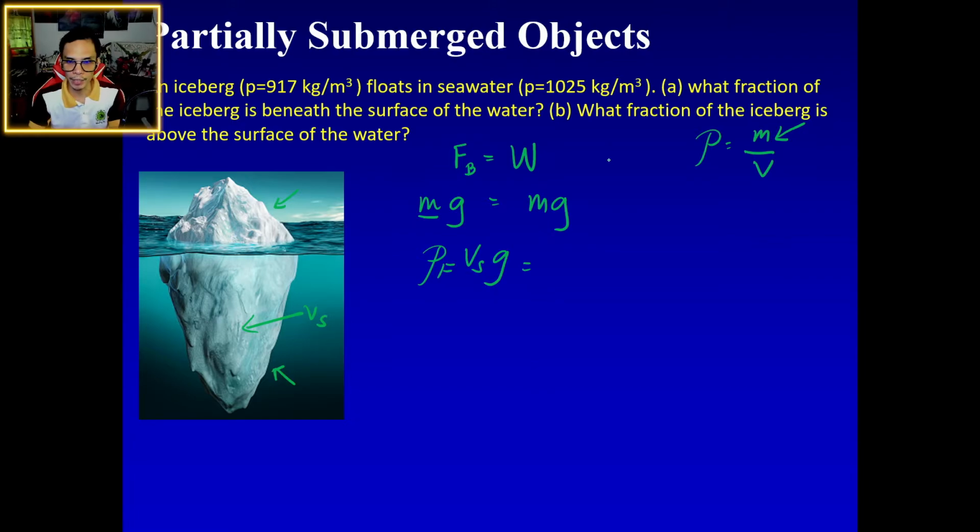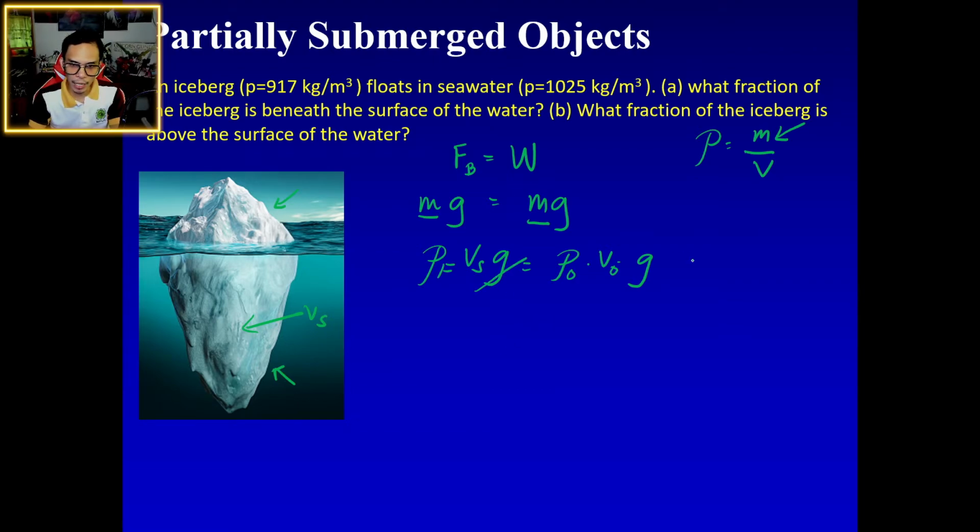Meanwhile, on the other side, how do we compute the weight of the object using the density formula? Again, we use P times V times acceleration due to gravity. What is this P all about? This is the density of the object as a whole, the density of the whole iceberg. And here we have the volume of the object, meaning the volume of the whole iceberg.